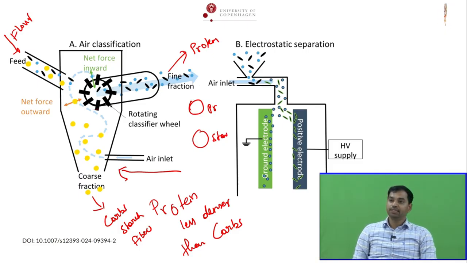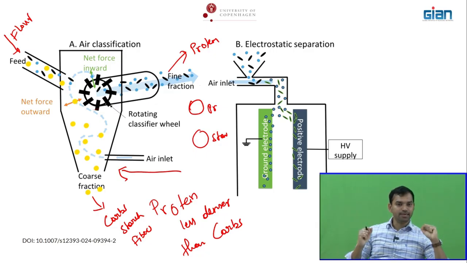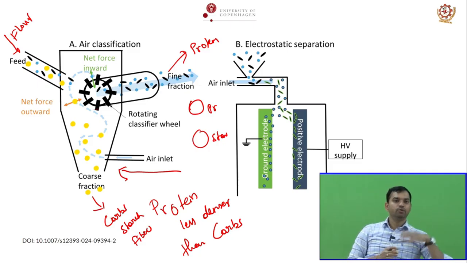From legumes, it's a little bit challenging. Why? Because it has fat. When you have fat, what happens? It damages this principle because these oily matrices change the density of the proteins and carbohydrates because of the interaction. So it's always recommended that you remove the fat before you do the air classification to get the best separation.